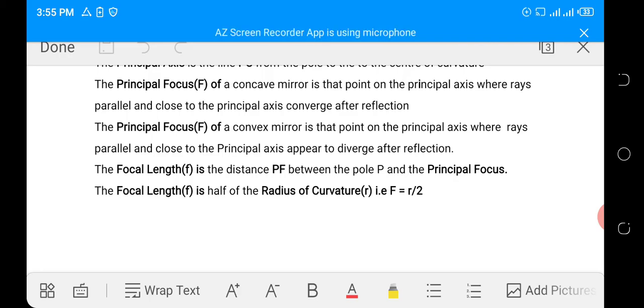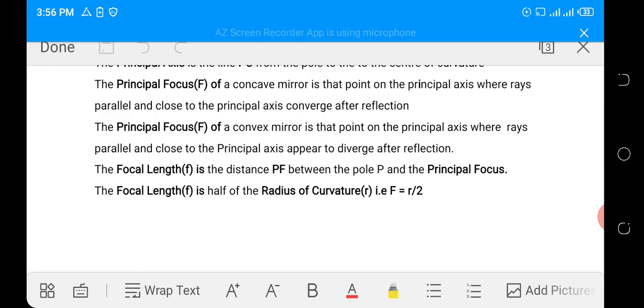Then the focal length f. This is the distance PF between the pole and the principal focus. Yes, the distance from the pole to the principal focus is what we call the focal length. And it can be noticed that the focal length and the radius of curvature are related by the equation f = R/2. That is, the focal length is half of the radius of curvature, or the radius of curvature is 2 times the focal length. Another thing you should take note of is principal focus is denoted with capital letter F, while the focal length is denoted with small letter f.